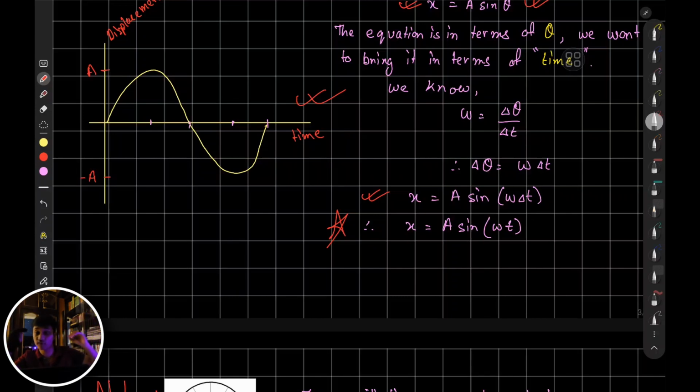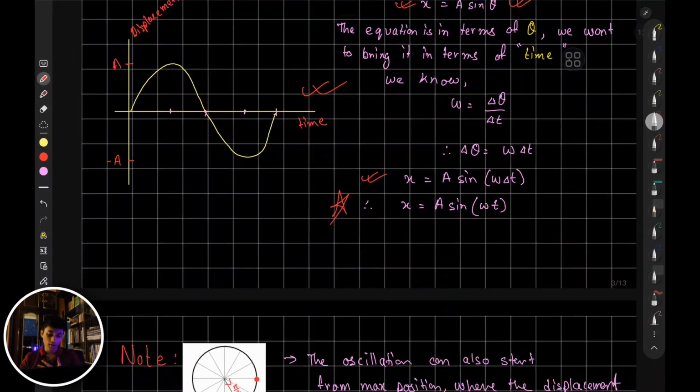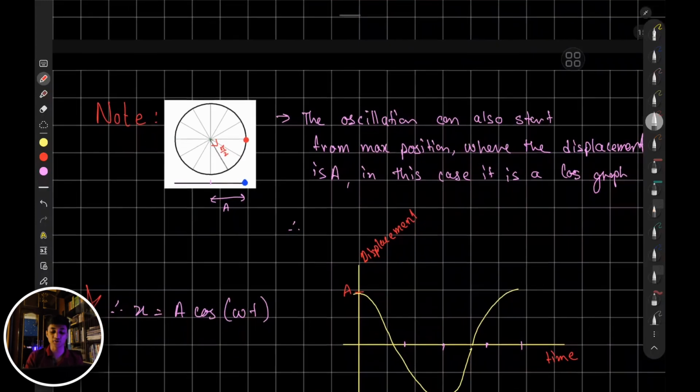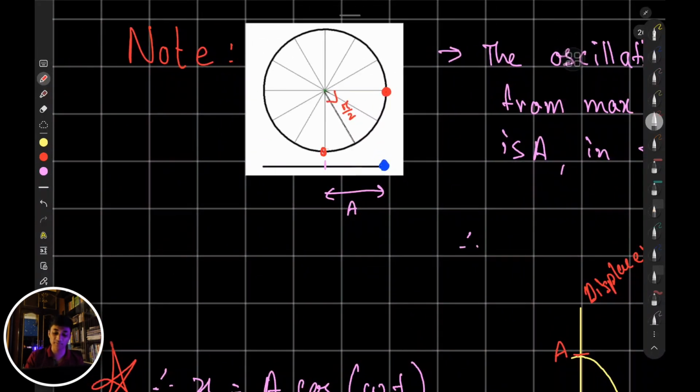Once you get the equation for velocity, you can differentiate it again and get the equation for acceleration, which is the main idea of doing all this, right? So another thing, I forgot. This oscillation, we have assumed the red bob to start from this equilibrium position where the shadow is basically nothing but 0. So what if you start from the maximum position where the shadow is maximum, giving you the maximum displacement? Then it's a cos graph.